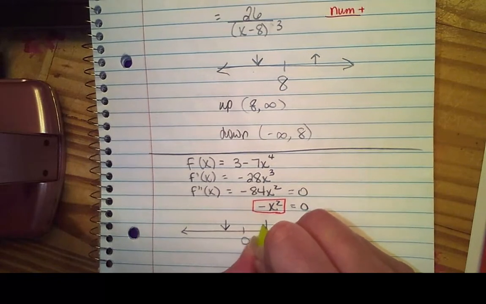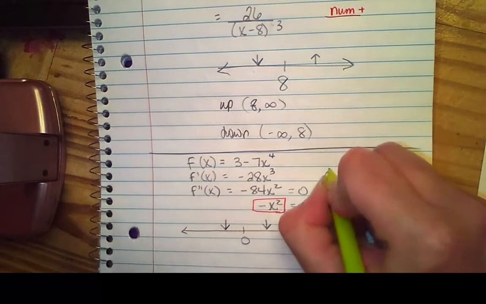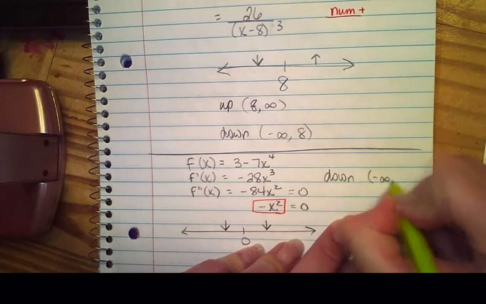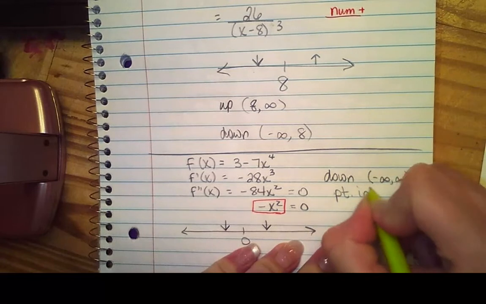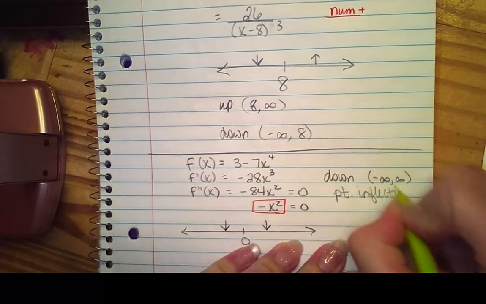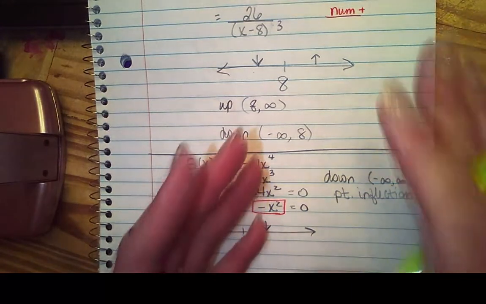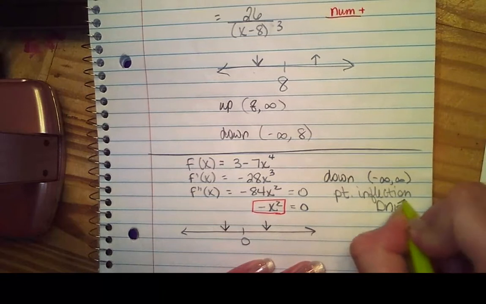So again, it is concave down, so it does not change concavity. It is concave down for all real numbers from negative infinity to positive infinity, and your point of inflection does not exist because it does not change from concave down to concave up or from concave up to concave down. Okay, so your point of inflection is a DNE.